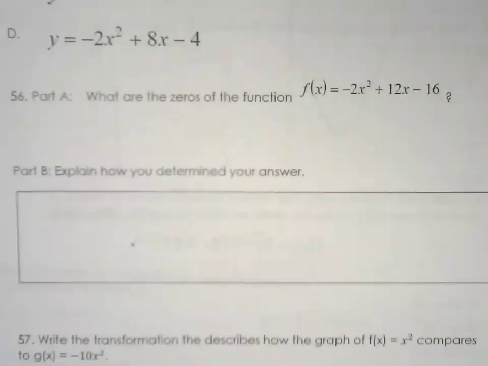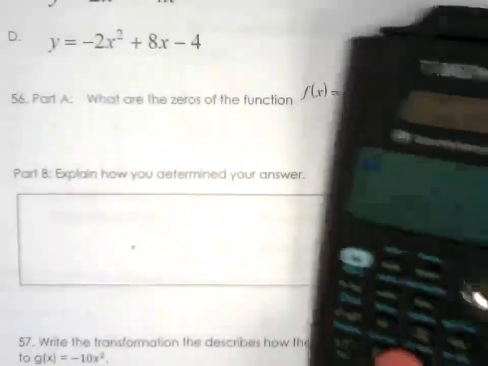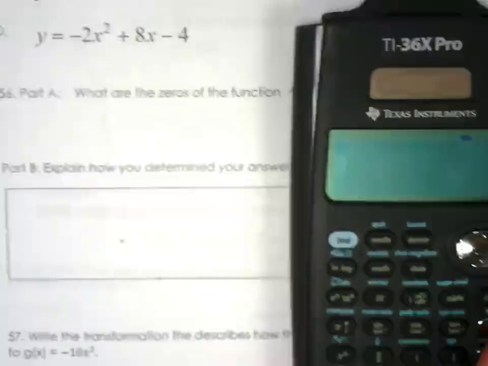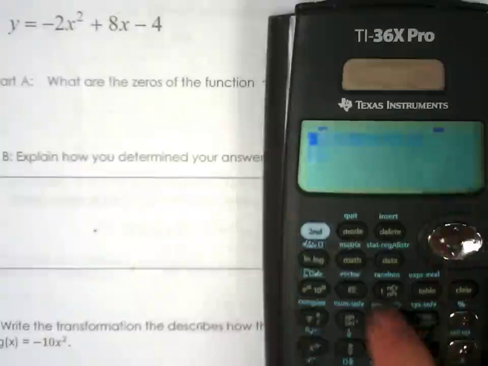I thought 56 was a great question, and one that you'd probably want to use Desmos for. I'm going to show you how I would answer number 56, part A and B. First off, I would put this into Desmos and figure out where my graph crosses the x-axis. But because I don't have access to Desmos right now, I'm just going to use my calculator and use PolySolve.